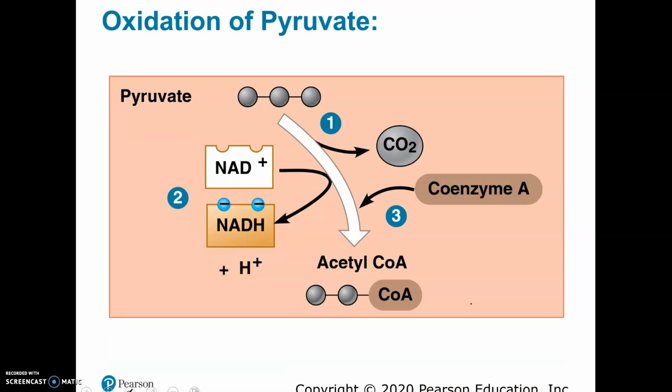This is just another picture showing the oxidation of pyruvate. So pyruvate has 3 carbons. They're just drawing the carbons here. And this is showing it now becoming, it only has 2 carbons. The third one became CO2, hooked up with some oxygen there. And then NAD becomes NADH.